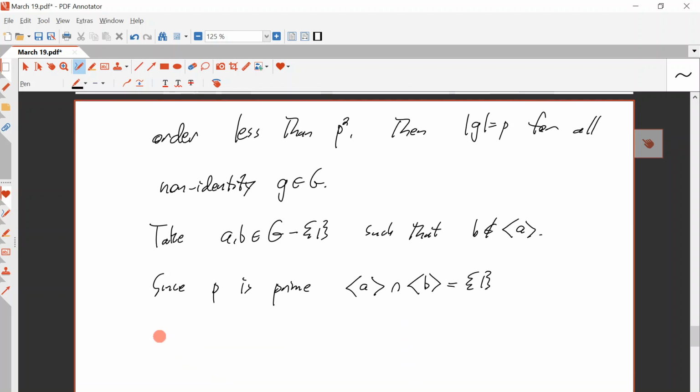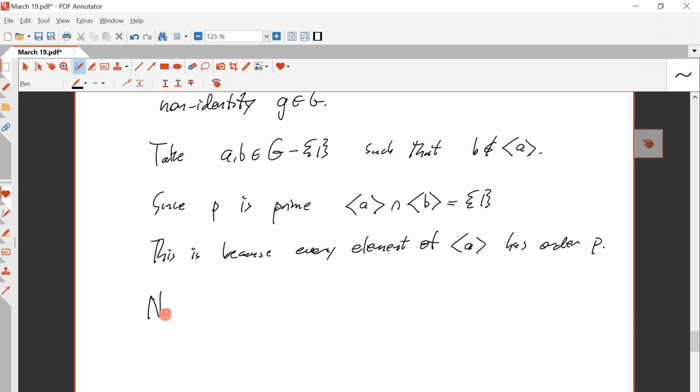Right? This is because every non-identity element of the subgroup generated by A has order P. Every element of the cyclic subgroup generated by A, which has order P, also has order P, because it has to divide P, but nothing divides P except 1 and P. So everything in here has order P, and everything in here has order P. So if they overlap, by closure, they have to be the same. So they're actually different.